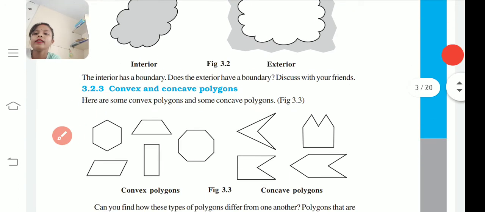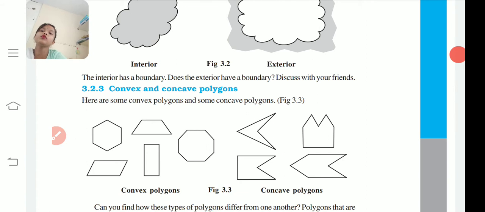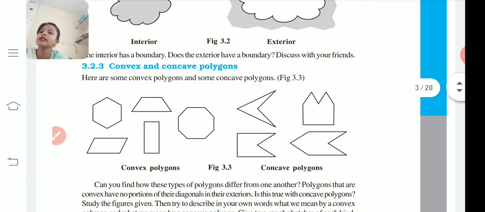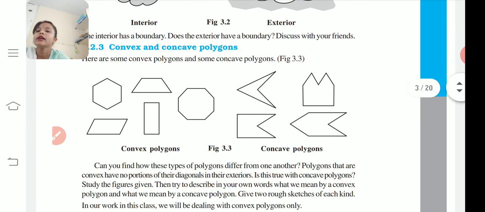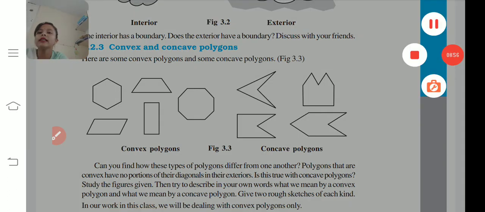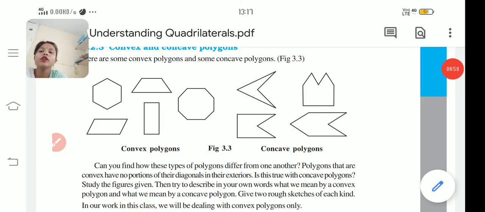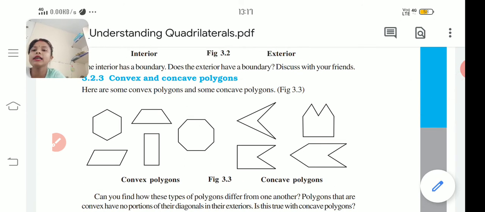Fine. Now, as I told, again we have to classify the polygons, according to whether the diagonals are inside or outside. Here there are two types of polygon. The first one is convex and the second one is concave. In the convex polygon the diagonals will be inside, and in the concave polygon the diagonals will be outside.